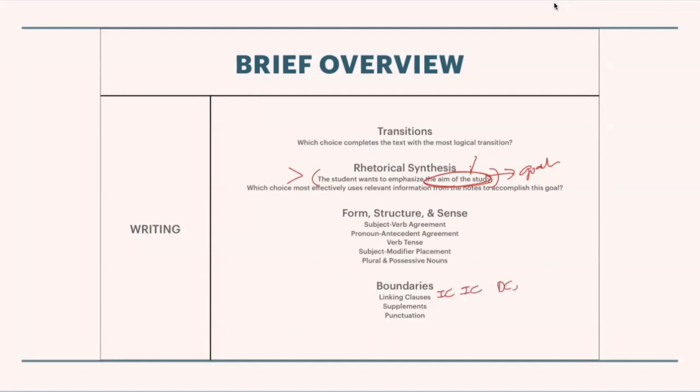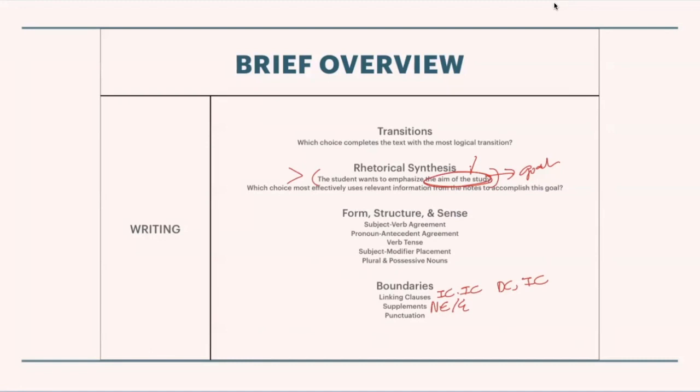Or is it going to be connecting a dependent clause and an independent clause? That's what you want to look for. And then we have supplements. So this is referring to non-essential or essential clauses, right? Is this important information that is relevant to the rest of the text, or can we do without it? Is it just additional information that we do not necessarily need?